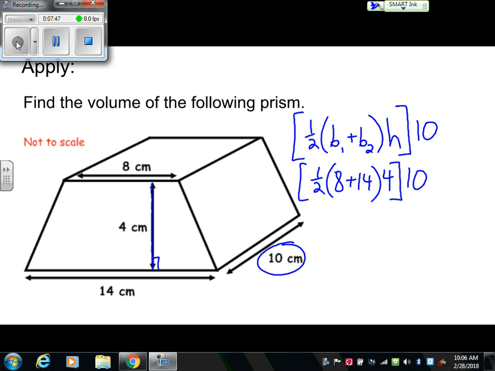And now I can throw that all in my calculator. Where I used brackets, you could just use parentheses in place of that. I'm just showing we had, again, this whole region here was the area of our base, which was a two-dimensional shape, in this case a trapezoid. And then here we had the height of the prism.